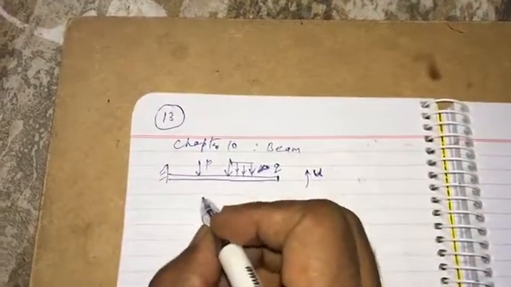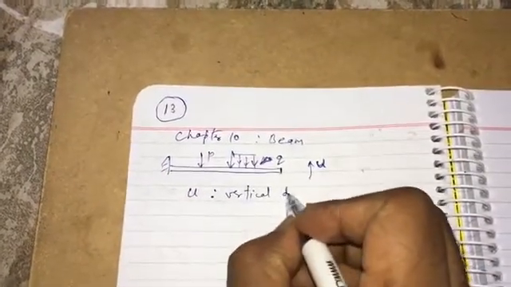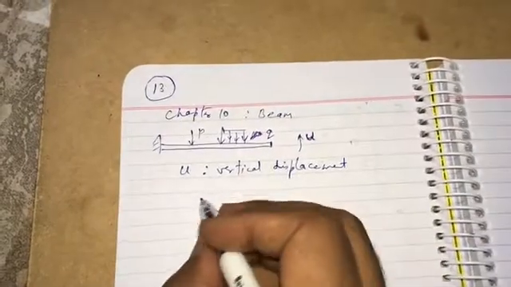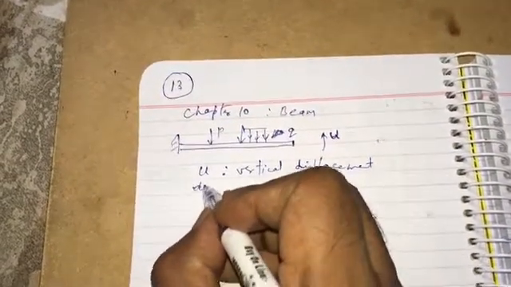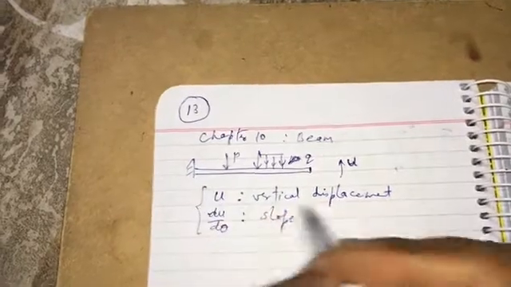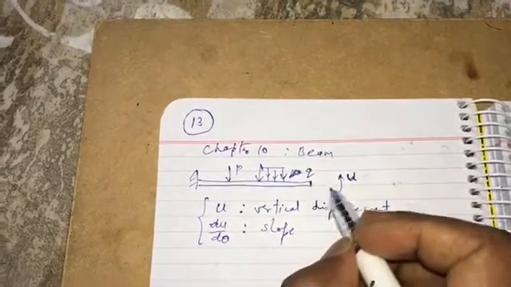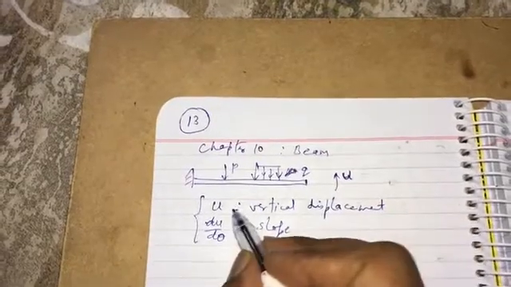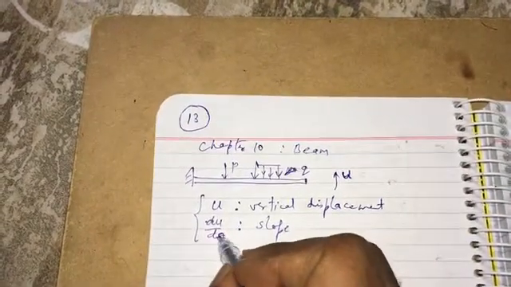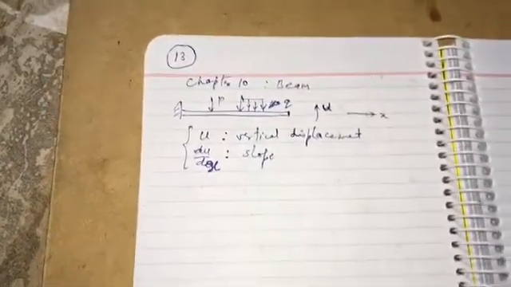And second thing, u is a vertical displacement, and du over dx, which is a slope. These two are the degrees of freedom everywhere, so that means each node will have two variables. One is u, the vertical displacement, and second is du over dx, the slope. So x is going like this, and u is the up and down displacement.